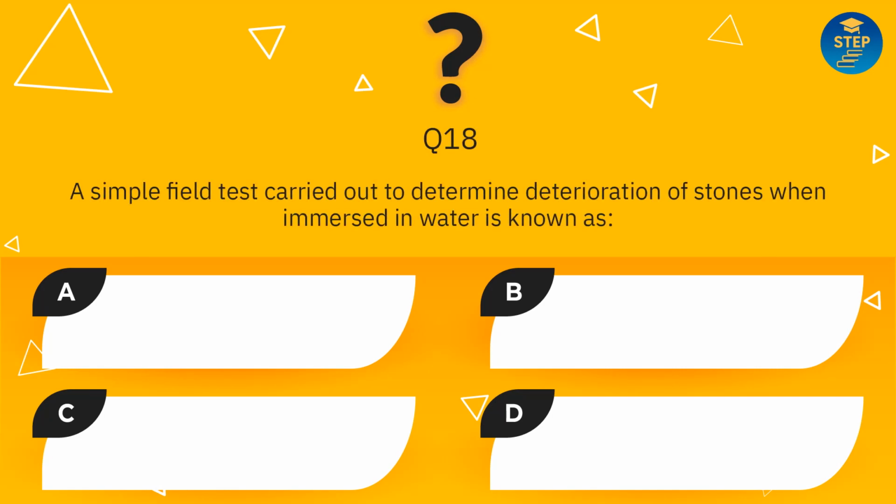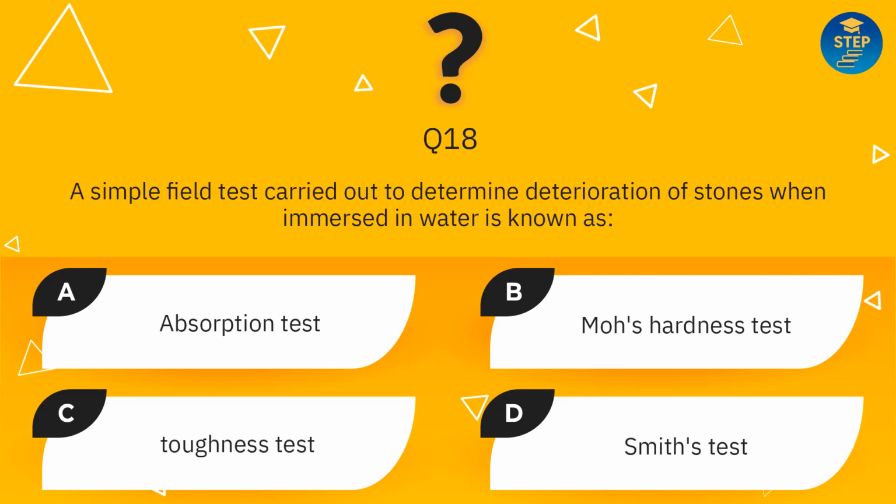A simple field test carried out to determine deterioration of stones when immersed in water is known as absorption test, Mohs hardness test, toughness test, Smith's test. Answer is Smith's test.